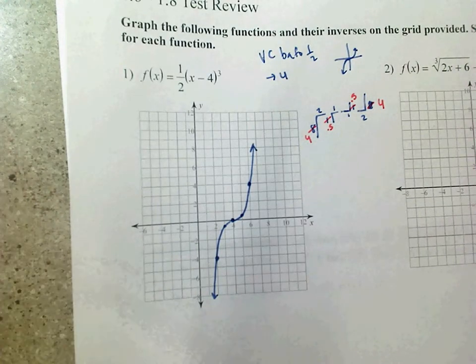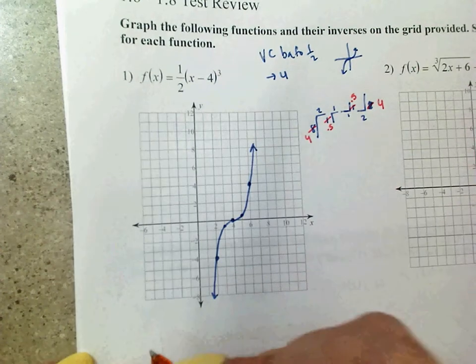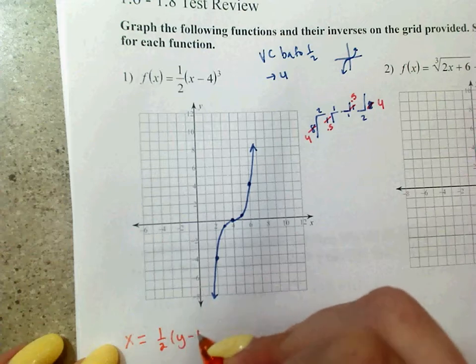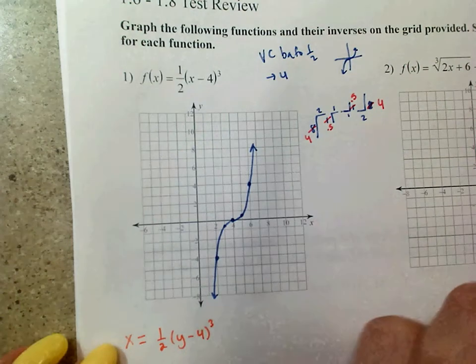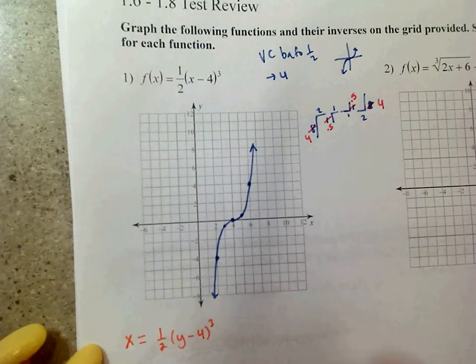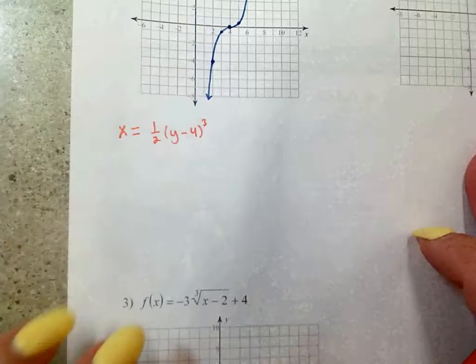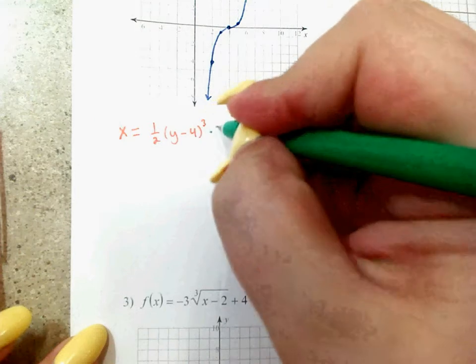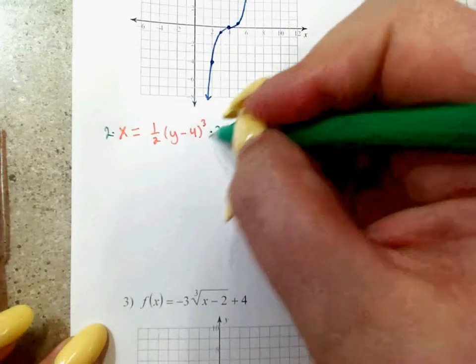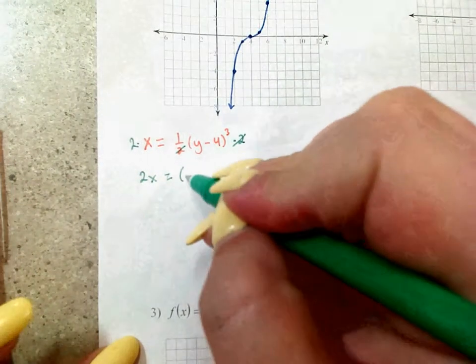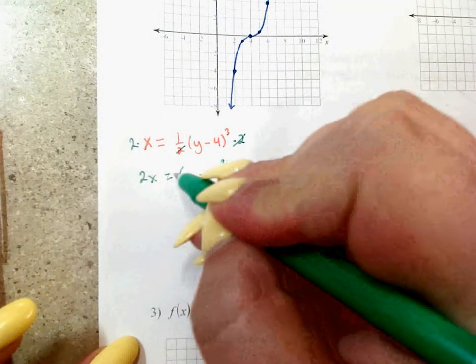So first I got to find the inverse. So if I start with x equals 1/2 quantity y minus 4 cubed, then I'm going to solve for y. So I'm going to first take care of the 1/2 out front. So the opposite of multiplying by 1/2 is to multiply by 2. So I'm going to multiply both sides by 2. This simplifies out with that. So I'm left with 2x equals the quantity y minus 4 cubed.